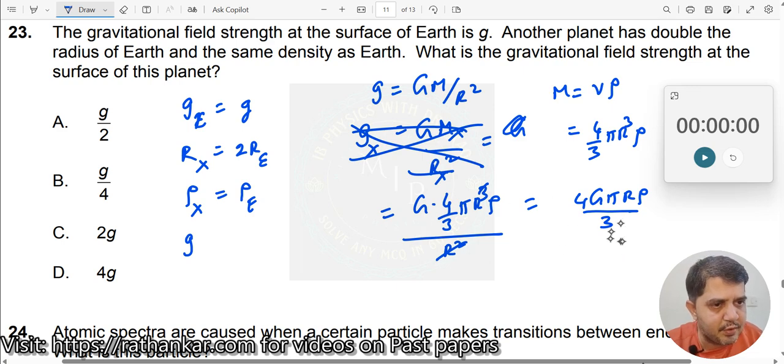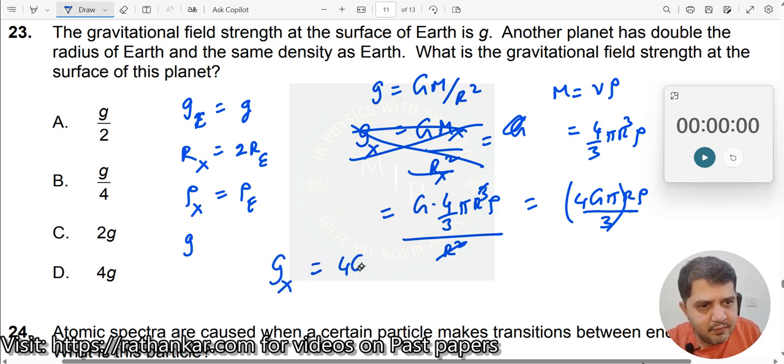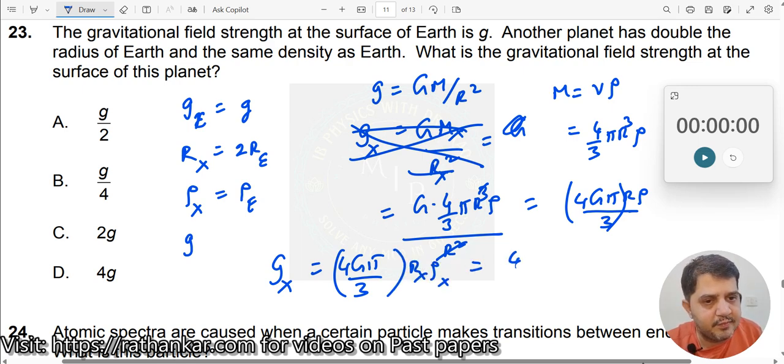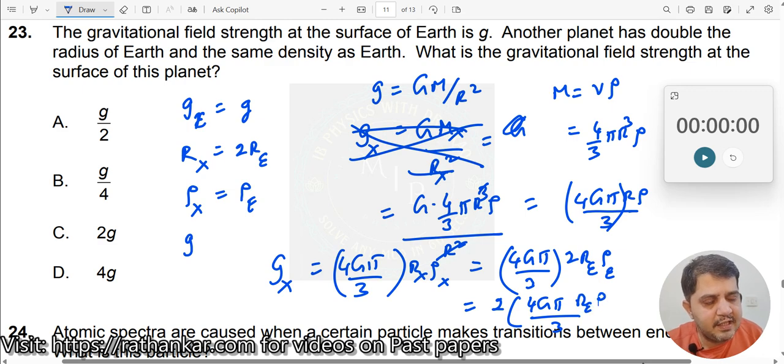Is there anything else I left? No. So I combine these together and I have r rho here. So what do I have now? G_x is equal to 4 G pi divided by 3 into R_x into rho_x. Which is equal to 4 G pi divided by 3 multiplied by, what is R_x over here? 2 times R_E, and rho_x is nothing but rho_E. So now I will take this 2 outside and write this as 2 times 4 G pi divided by 3 R_E into rho_E.